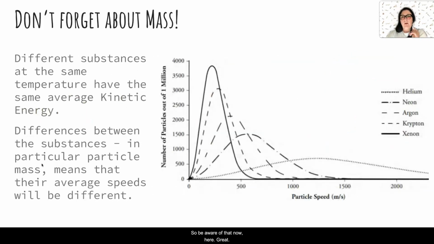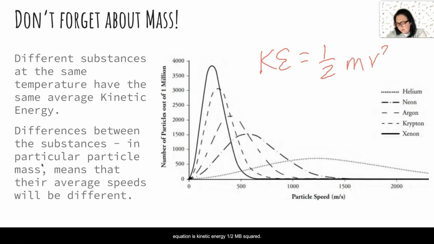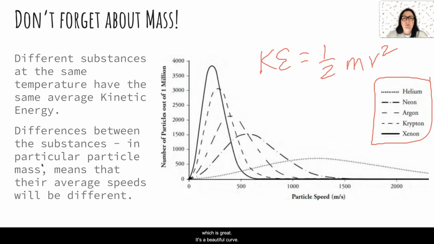Now, here, great. Don't forget about mass, right? Because we know that the equation is kinetic energy is 1/2 mv squared. So if you're at the same temperature, so if I have all of these noble gases, which is great, it's a beautiful curve. I love this graph. Have all these gases mixed together in a container. They're at the same temperature. If they're at the same temperature, they have the same kinetic energy. All of them have the same kinetic energy.